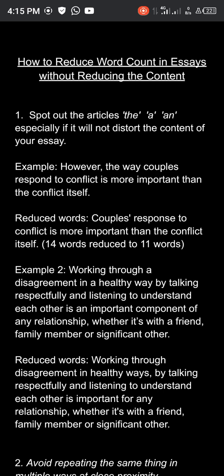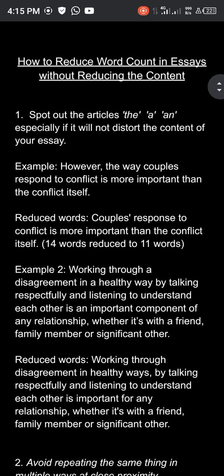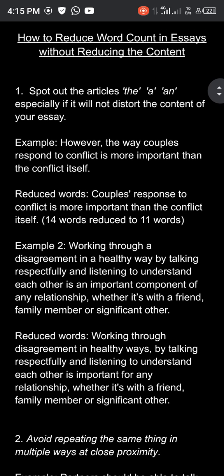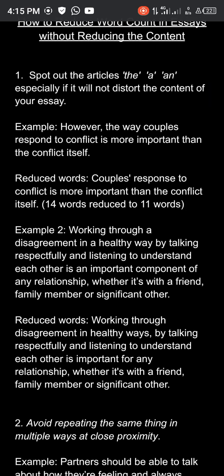So you spot out these words in your essay and then read through the sentence where you find each of them. If it does not distort the meaning of that sentence when you remove it, then you are free to remove it. You can only leave it if it is very necessary for that article to be there. So now we have an example. Here is an example. However, the way couples respond to conflict is more important than the conflict itself.